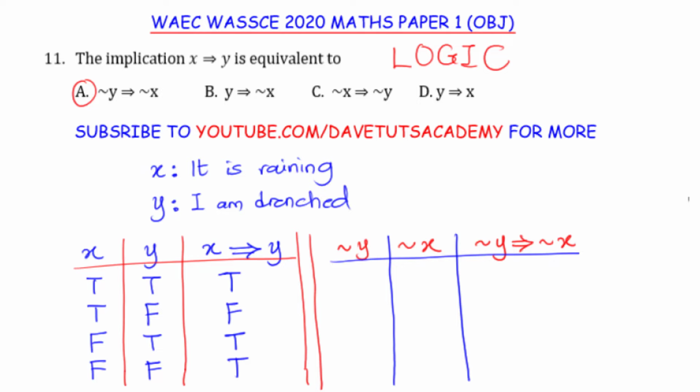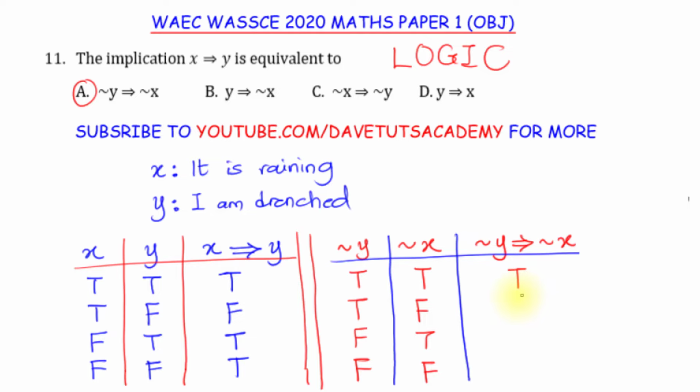And yeah, let's try and do that. So if I am not drenched, okay, let me just populate this first. So in the first case, we are looking at if not y to be true, true, false, and false. Then if not x, we have true, false, true, and false. So in this particular first case, if I'm not drenched, then it's not raining. Of course, that is going to be true, okay.